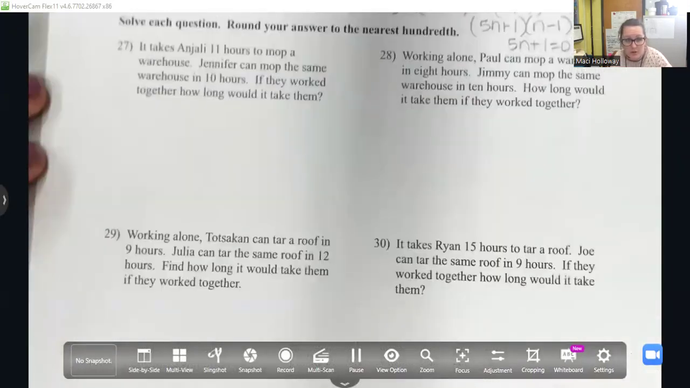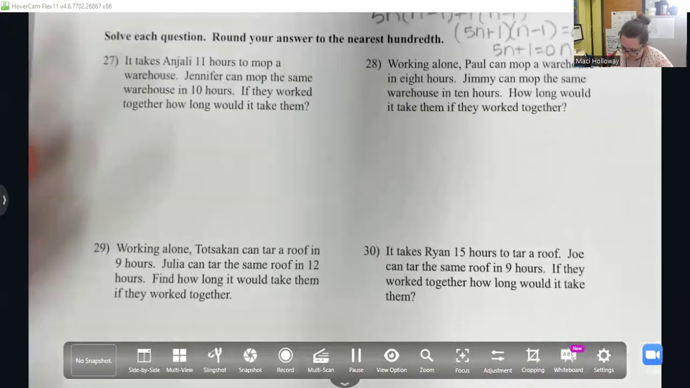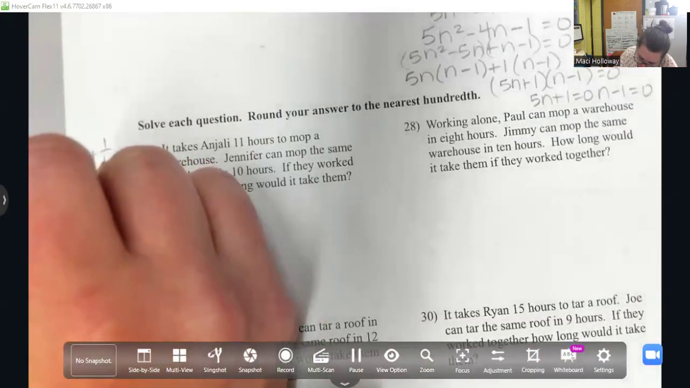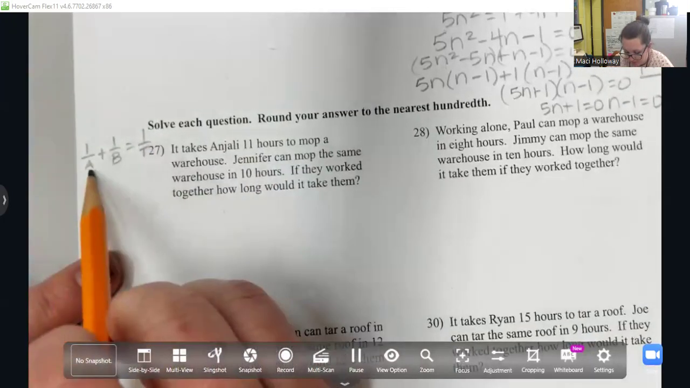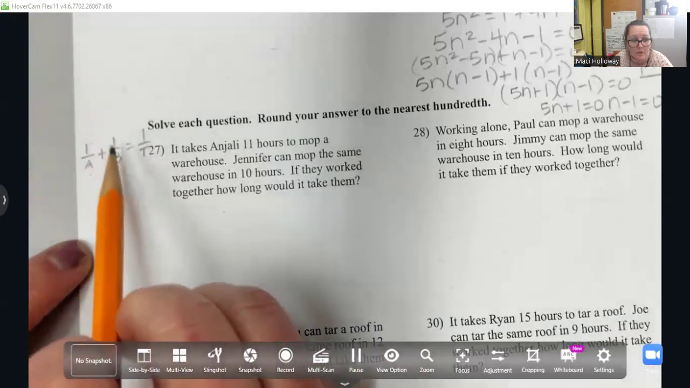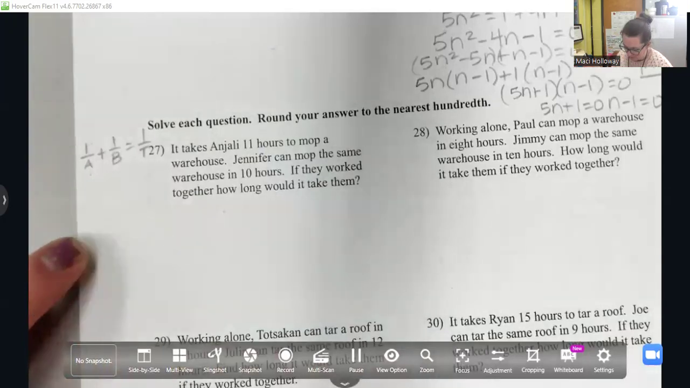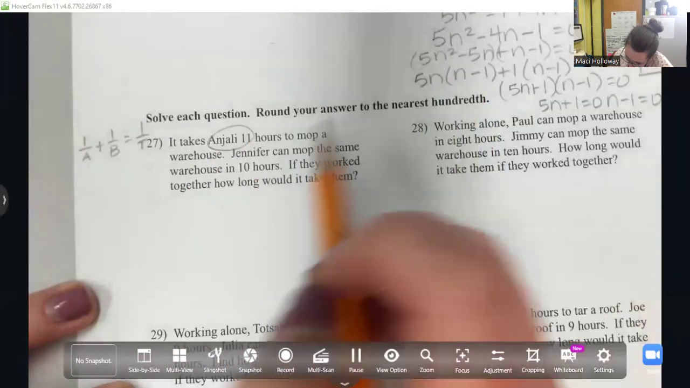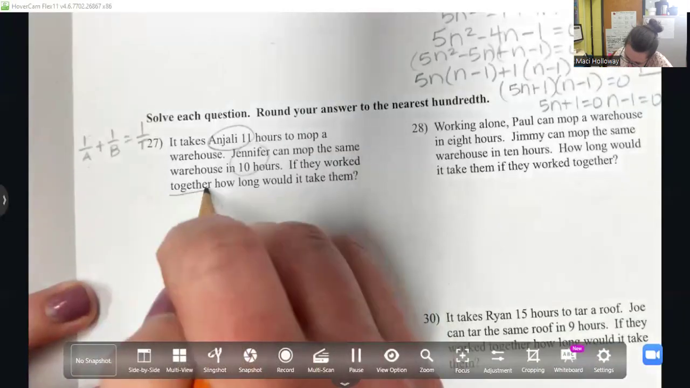Let's go on to our work rate problems. So remember, it's 1 over A plus 1 over B equals 1 over T for team, right? So if one person can do 1 job in this much time, this person can do 1 job in that much time. You add them together and you get the time together. So there's Angeli, that's an interesting name, and Jennifer. If they work together, how long?